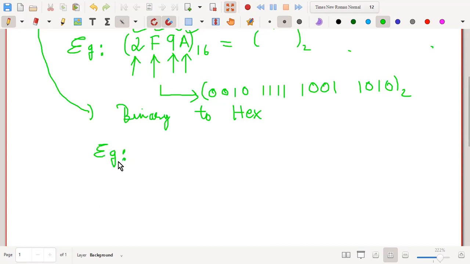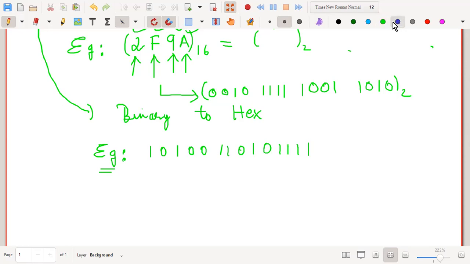I'm just taking the integer, binary integer only. I'm not taking the fraction here. So it is 10100 1101 0 111. So this is our binary number. Now, what would you do?